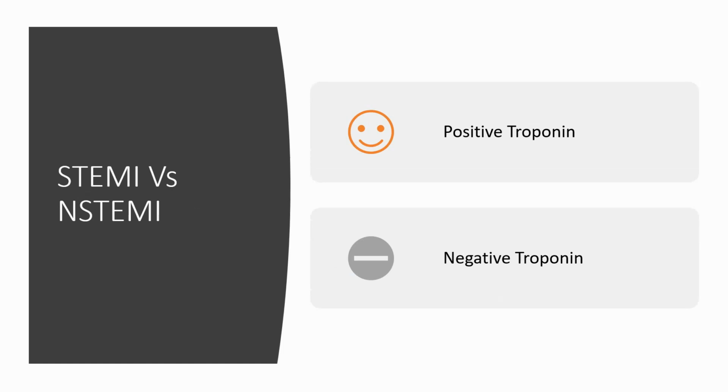So what's the difference between a STEMI and a non-STEMI? Well, as you know, a STEMI is a patient that has EKG changes indicative of a STEMI with or without troponin changes. An NSTEMI is a patient who doesn't have any EKG changes that are diagnostic for STEMI, but they have a positive troponin.